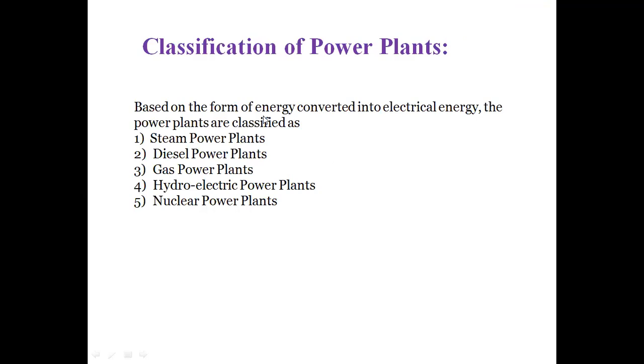In the classification of power plants, based on the energy sources, the energy is converted into electrical energy. These power plants are classified as steam power plants, diesel power plants, gas power plants, hydroelectric power plants, and nuclear power plants. In that, first one is steam power plant.